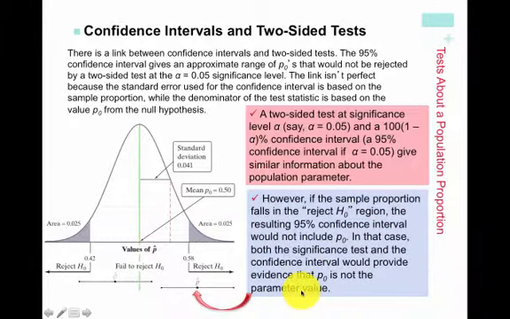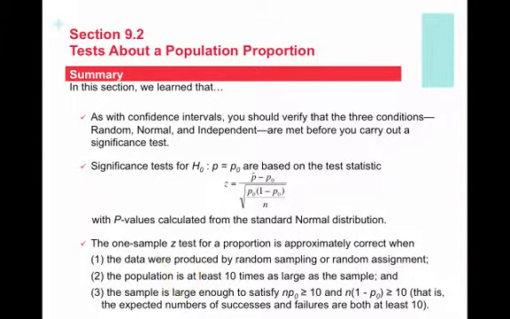But if the sample proportion were to fall in the reject null hypothesis region, out in one of these tails, the resulting 95% confidence interval would not include the null proportion, and in that case, both the significance test and the confidence interval would provide evidence that the null proportion is not the parameter value. And the confidence interval would give us a pretty good idea of what that true parameter value should be at that particular confidence level. So here is a summary.